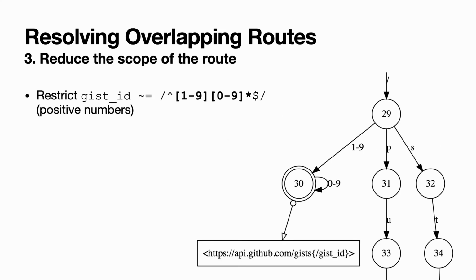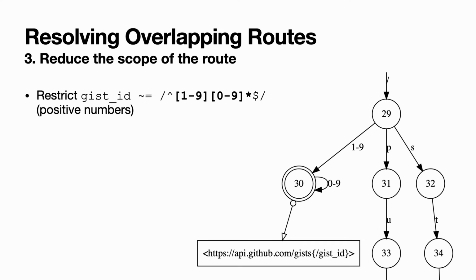The best option out of all of these is to simply reduce the scope of the route. So what we can do here is restrict a variable to a certain regular expression. The cool thing about using finite state machines is that we can pick any regular expression we want and convert it to a finite state machine and make that part of the routing table with zero runtime performance cost.